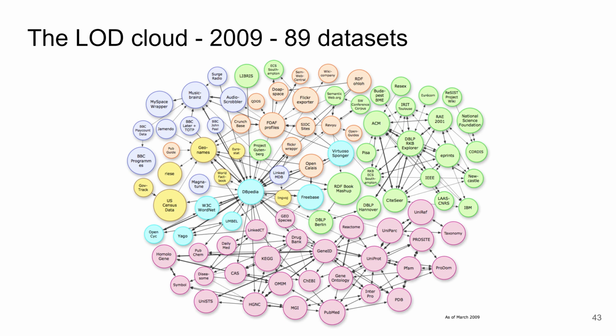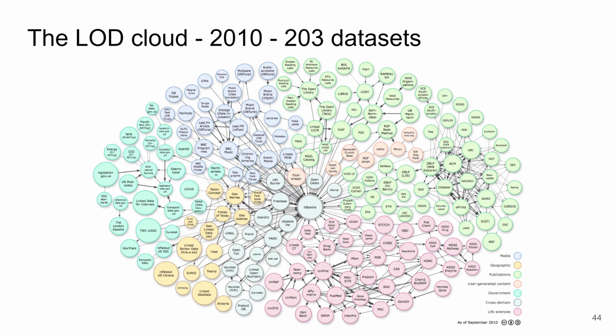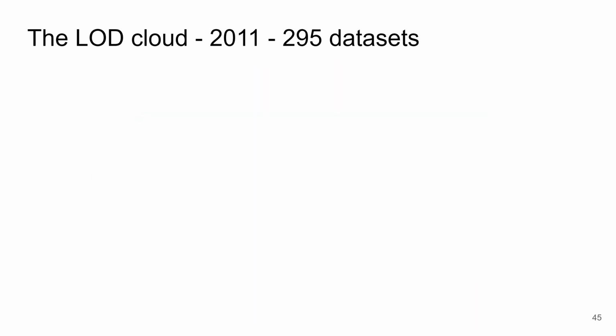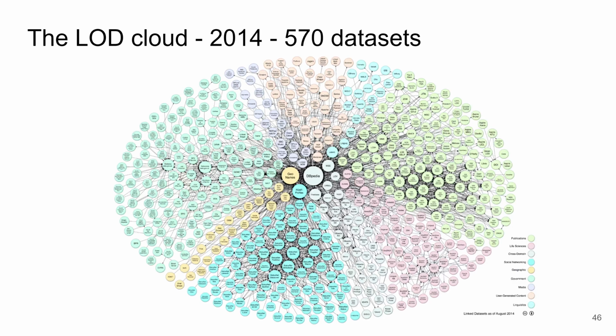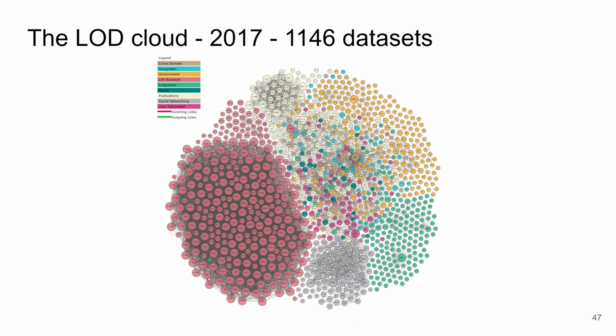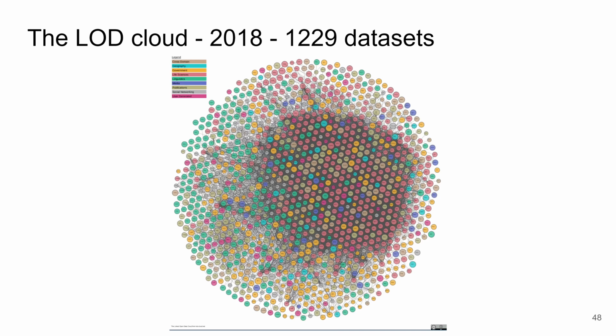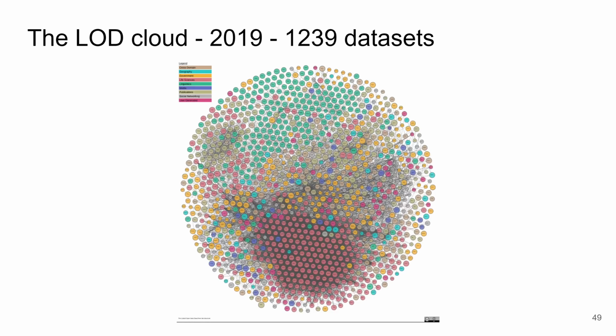The purple ones are media. The orange ones are user profiles, and the yellow ones are governmental data. Well, this is 2010, this is 2011, 2014, 2017, here they changed the algorithm, and 2018, 2019, and it still grows.